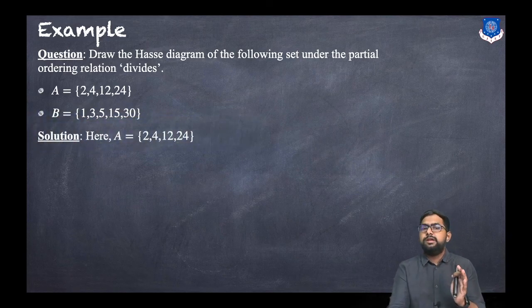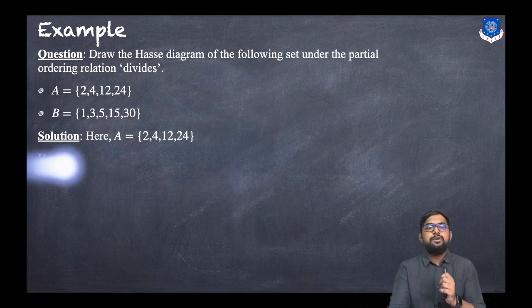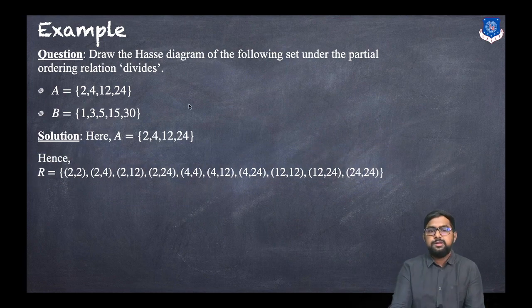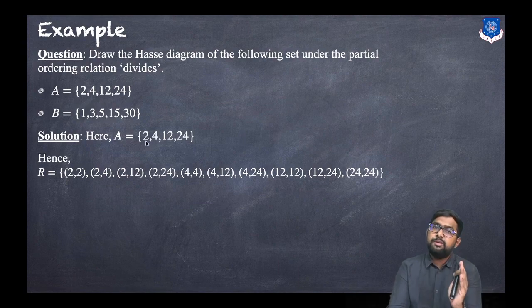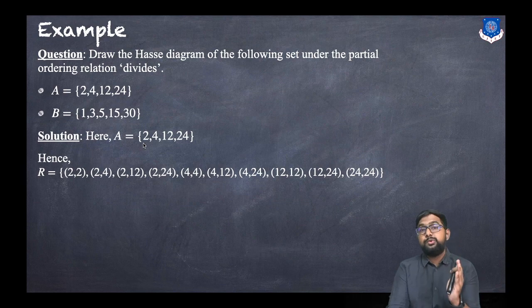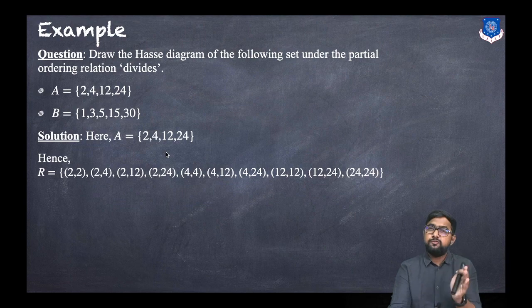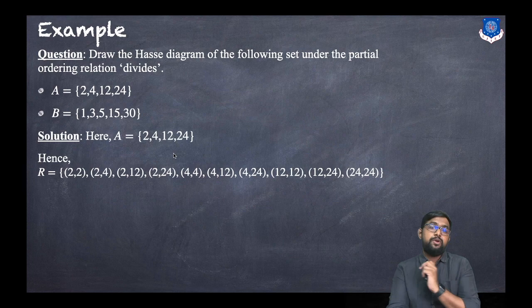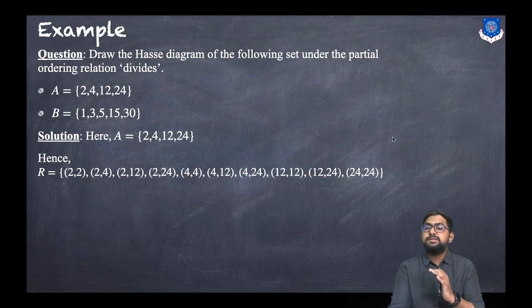Now see, here A equals 2, 4, 12, 24. So the relation will be what? So see, it is the divides relation. So first, each and every number divides itself. So 2, 2, 4, 4, 12, 12, 24, 24. These pairs will be there. Now just fix 2. Now 2 divides 4, 12, 24. So all these three pairs will be there. That is 2, 4, 2, 12 and 2, 24. Then next 4 divides 12 and 24 as well. So 4, 12 and 4, 24 will be there. Then next 12, 12 and 12, 24, and last this 24, 24.